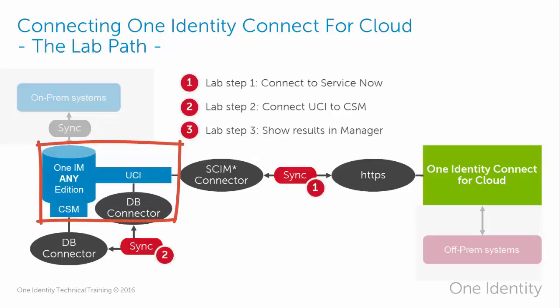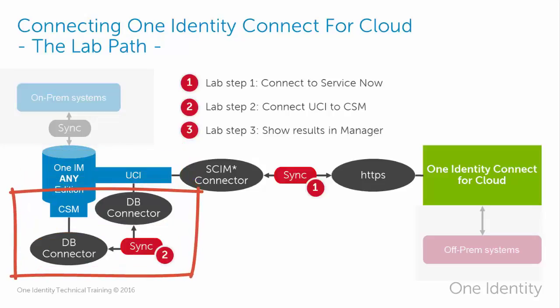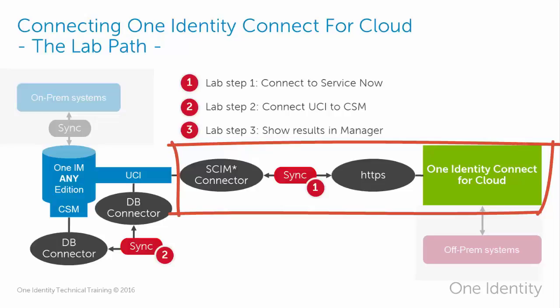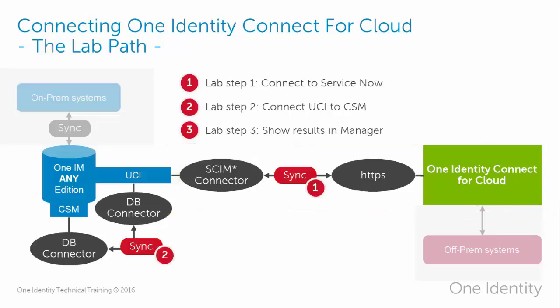In our very special example, we use the same database for both, that means CSM and UCI. And we have at the end to show you two things. First of all, to create the sync between the CSM and the UCI module. We are using on both sides the DB connector. And the second thing we would like to show you is that we then connect, with the help of the SCIM connector, One Identity Connect for Cloud. And once both of these connections are implemented, we are ready to go.